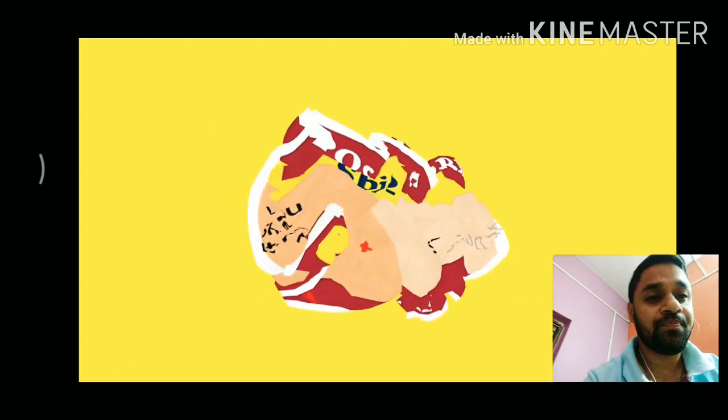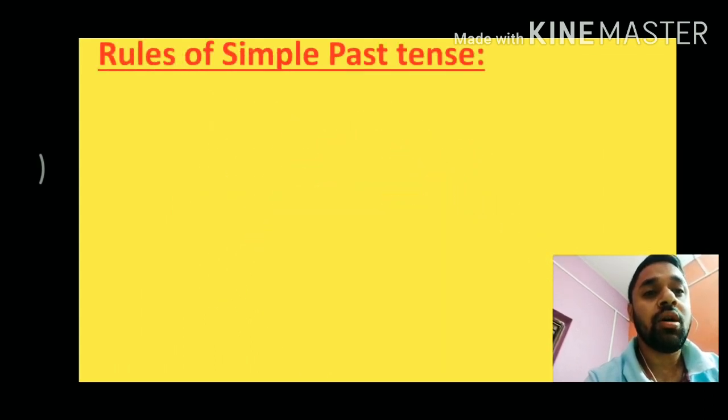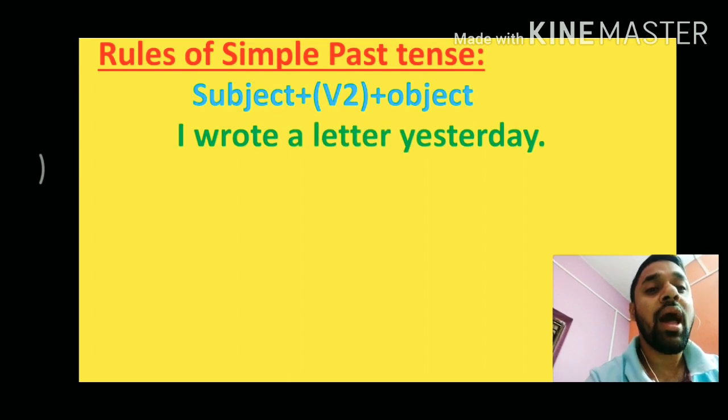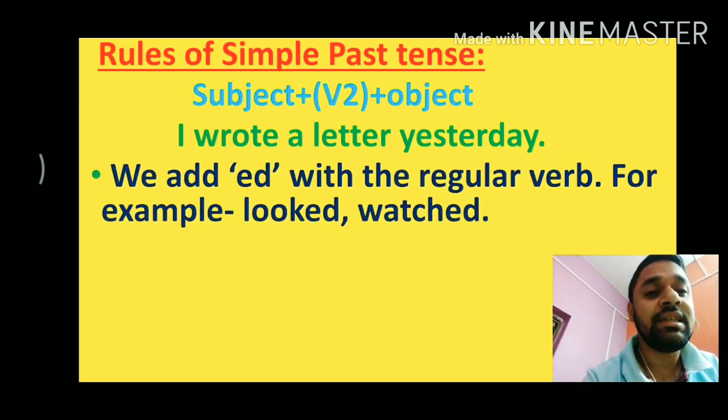Now we know about the rules of simple past tense. Already we know that first we have to write the subject, then V2, and then the object. V2 means the past form of the verb, or the second form of the verb. You can see the example, I wrote a letter yesterday. So I is the subject here, wrote is the V2 form or past form of write, and a letter yesterday is the object. So we add ed to the regular verb, for example, looked, watched.